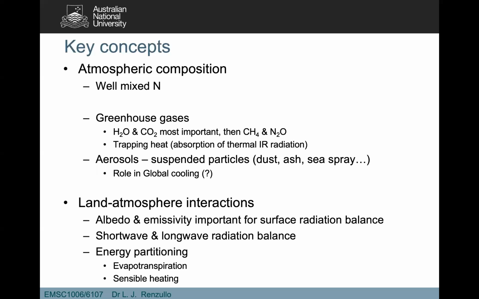And finally, we looked at land-atmosphere interactions, focusing on how we can characterize a surface in terms of albedo, the amount it reflects, versus its emissive properties, how much it emits compared to how much it absorbs. How they can then be used to partition the long and short wave radiation components into energy that goes into evapotranspiration and surface heating.